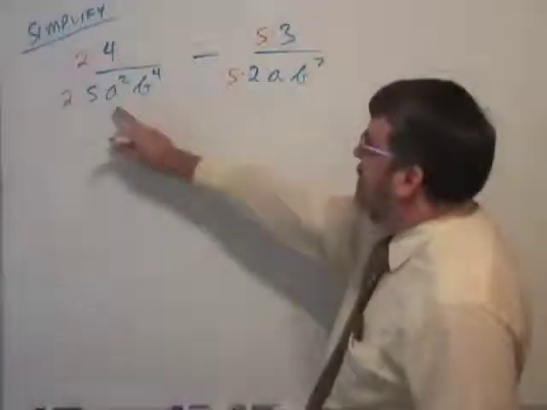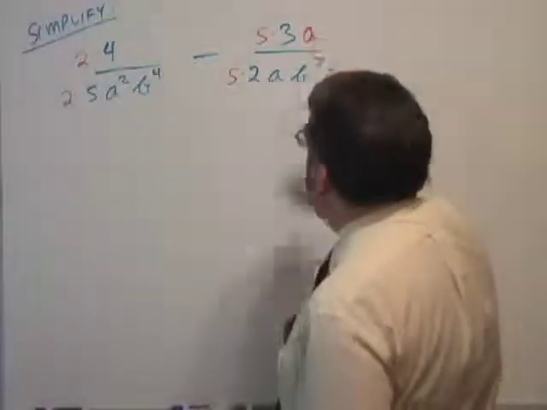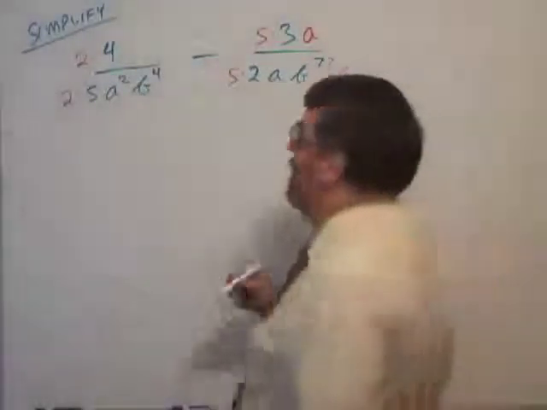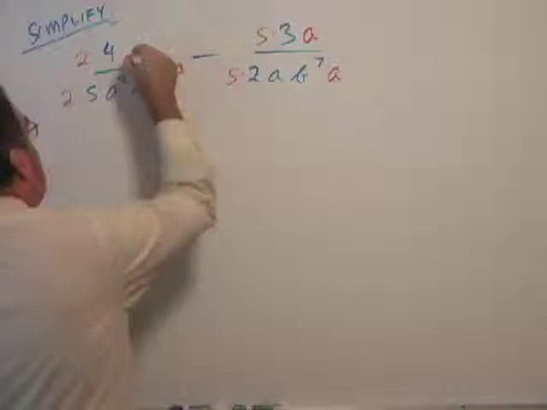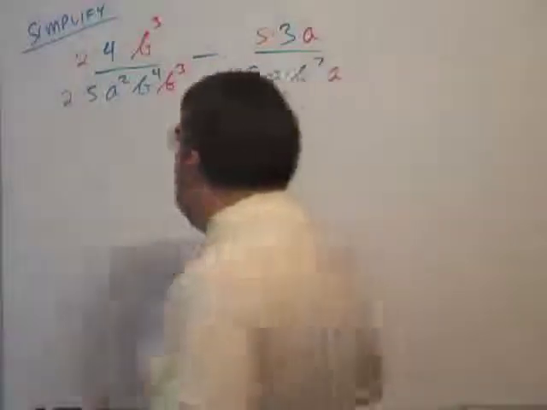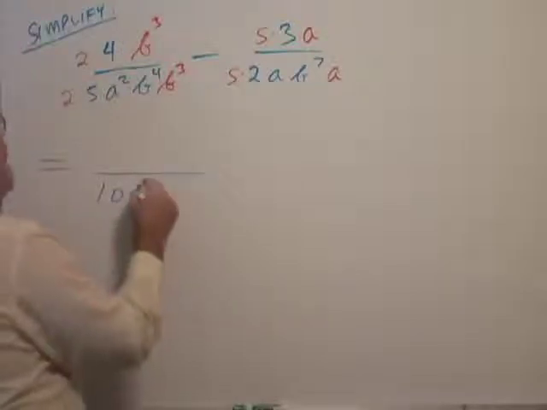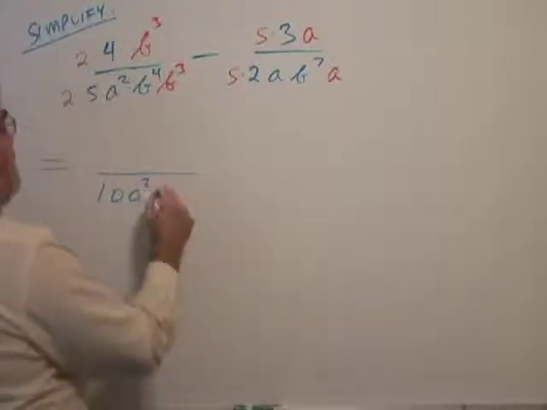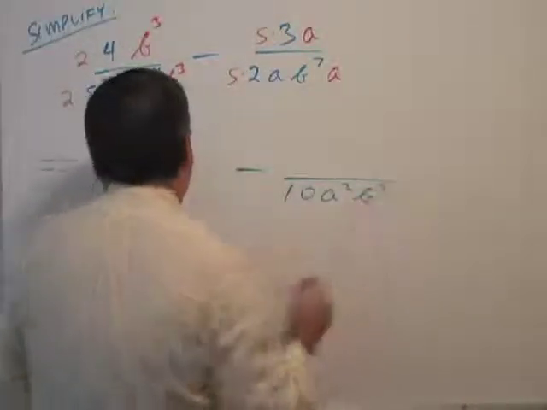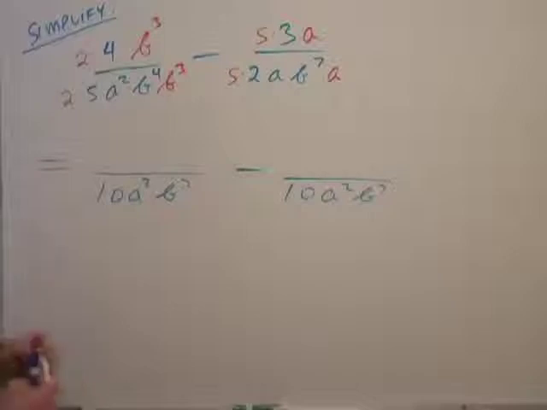All right, now let's look at the a's. I have a squared, and here I've got a. So I need to multiply by another a on the left. And then a b to the fourth and b to the seventh, I need to multiply by b to the third. And so, if you were to look carefully, the denominator now is going to be 10a squared b to the seventh in both cases. So we made the denominators look the same, which is getting the common denominator.